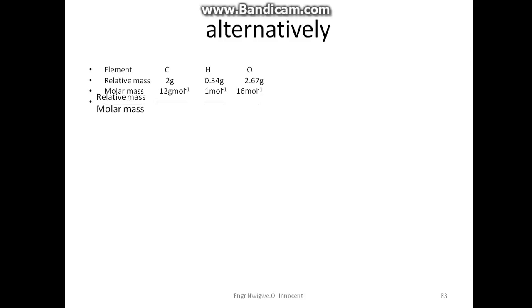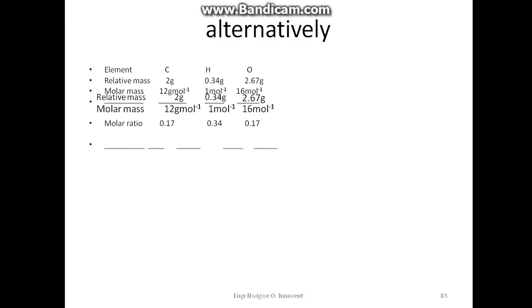Then the relative mass divided by the molar mass, we have that 2 gram of carbon divided by 12 gram per mole of carbon. Then for hydrogen, we have 0.34 gram divided by 1 gram per mole of hydrogen. Then for oxygen, we have 2.67 gram all over 16 gram per mole of oxygen. The molar ratio will now get 0.17 for carbon, 0.34 for hydrogen, and 0.17 for oxygen.